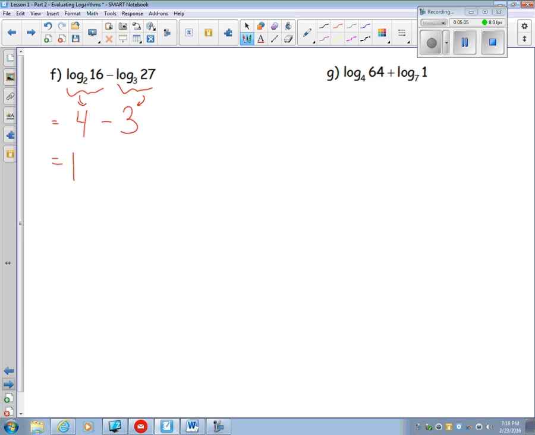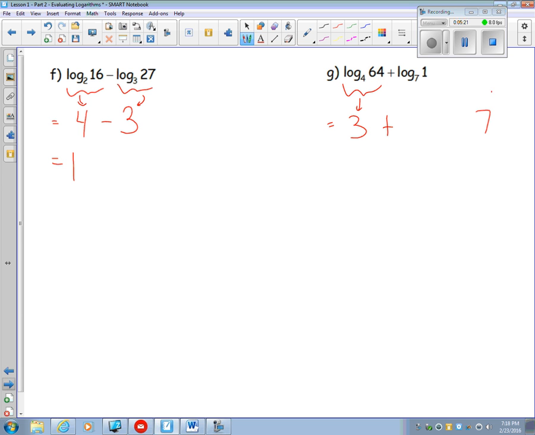Okay, let's try the next one. Log base 4 of 64. 4 to the power of what makes 64? So 4 to the 2, 4 to the 3, 4 to the 3 will work. Okay, that's that piece. 7 to what exponent comes out to 1?